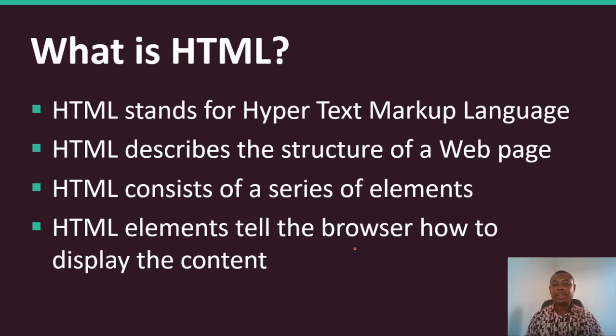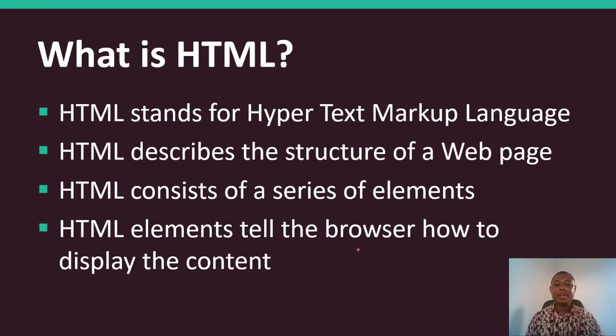HTML describes the structure of a web page. It consists of a series of elements. So we have the paragraph element, you have the body element, you have the head element, so several elements are there. HTML elements tell the browser how to display the content. So for instance, if I want a paragraph within the Africa Wikipedia page, I have to tell the browser how to display it with a paragraph tag.